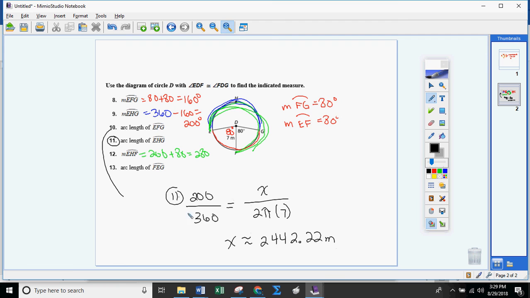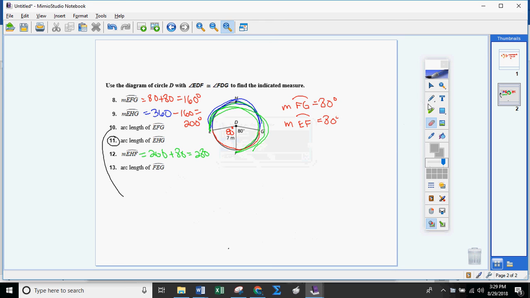This is one way to do it. There is another way, but to follow along with the proportion that we're using in class, that's what we're going to do. And finally, we're asked to find the arc length of FEG. So FEG, I have to come up here and look. From F to E to G. So this part here was 80.